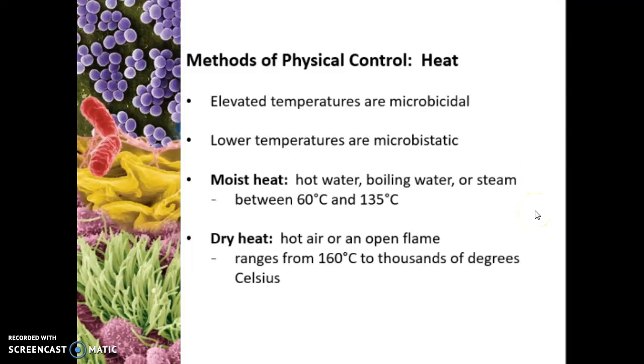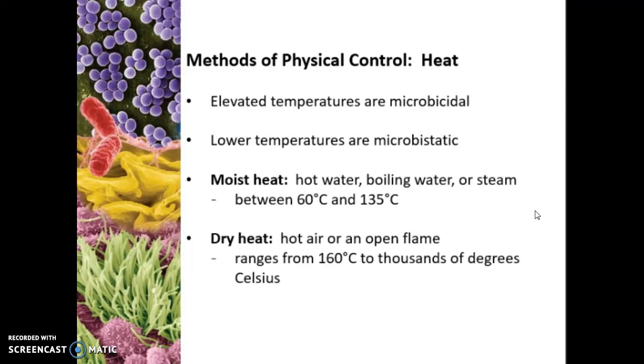When we're talking about heat, there's moist heat and dry heat. Moist heat is going to be hot water. It's going to be boiling water, steam, somewhere between the temperatures of 60 degrees Celsius and 135 degrees Celsius. And what's body temperature? 37 degrees Celsius. So even though 60 degrees being hot water may not seem like it would be very effective, it can be in some circumstances. Then there's dry heat, which is simply going to be hot air or an open flame.